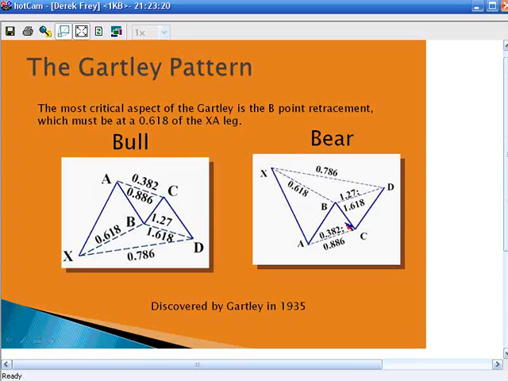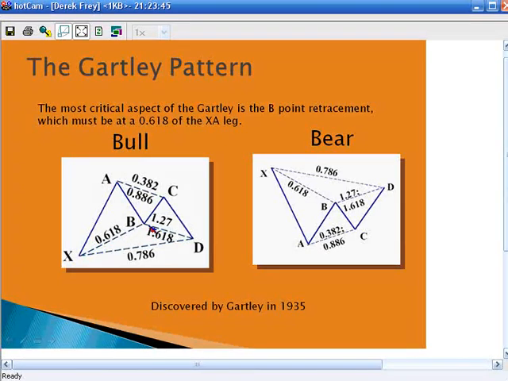The bear is the exact inverse of the bull, so all they did was flip this around. There's nothing different here. It's just so that you can see them both visually. So what is this telling you? Okay, I'm going to do this on actual charts, but the X point is just your low on a bull, whatever your most recent low was. Your A point then becomes your most recent high, and your B point then becomes a 0.618 retracement of the XA leg. That's this dotted line.